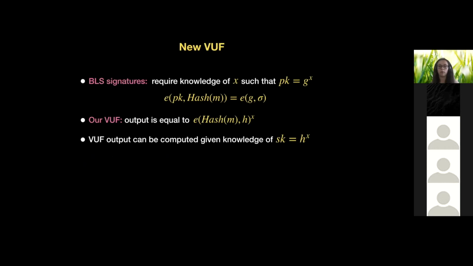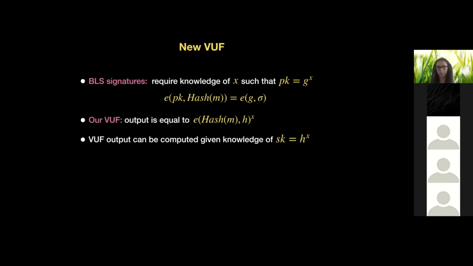Basically, what our VUF looks like is pretty similar to BLS signatures. So with a BLS signature, what you'd be saying is, I want you to prove that you know some x such that pk equals g to the x. And the way you do this is you hash the message, and then you compute the hashed message to the power of x, and then you use a bilinear pairing in order to check that the pairing of the public key with the hash of the message is equal to the pairing of just a generator with the signature. So this requires knowledge of x.